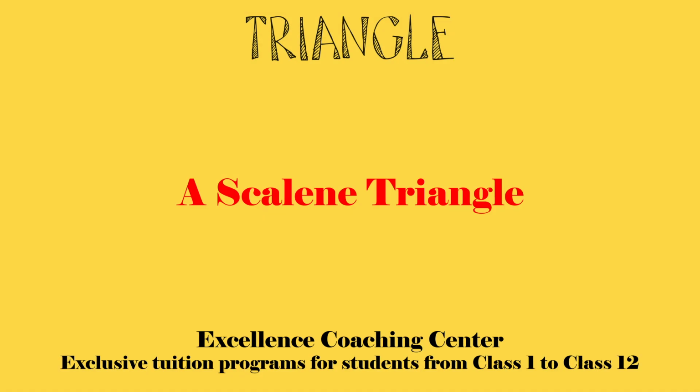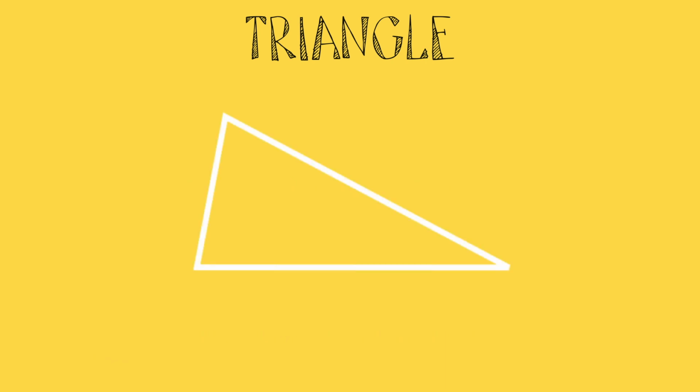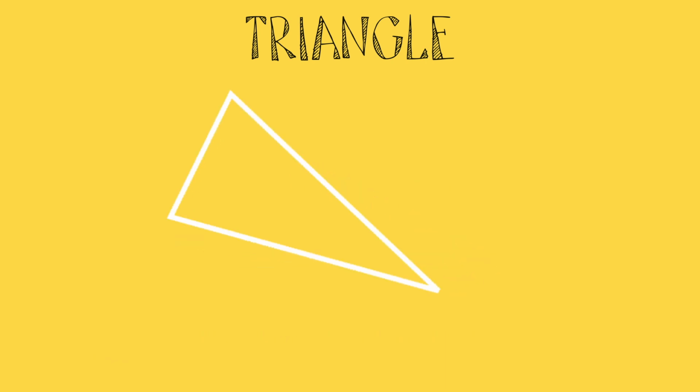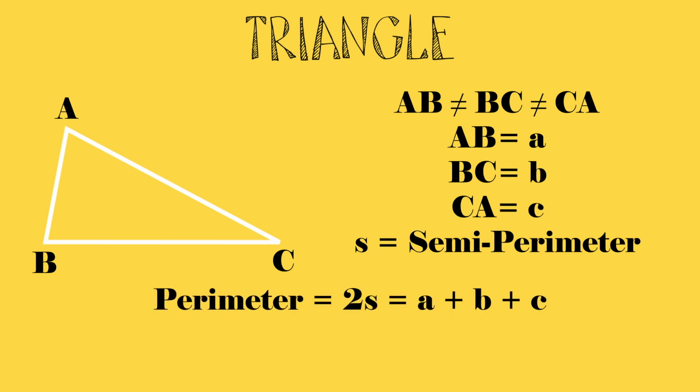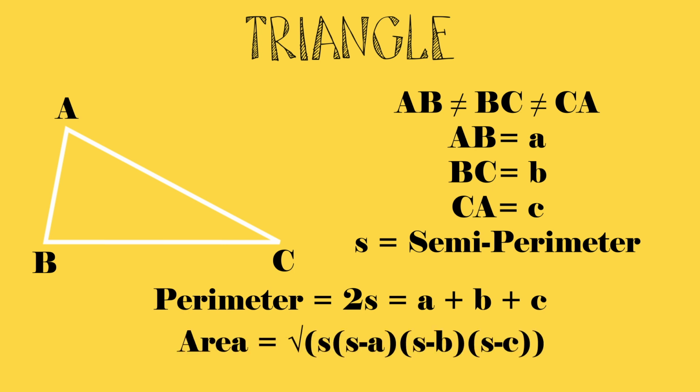A scalene triangle. A scalene triangle is unique because none of its sides or angles are the same. The perimeter of a scalene triangle is the sum of all its sides. The area of a scalene triangle is as shown.